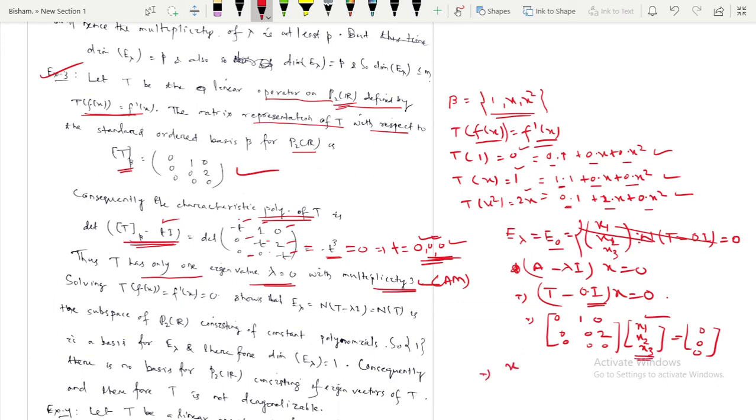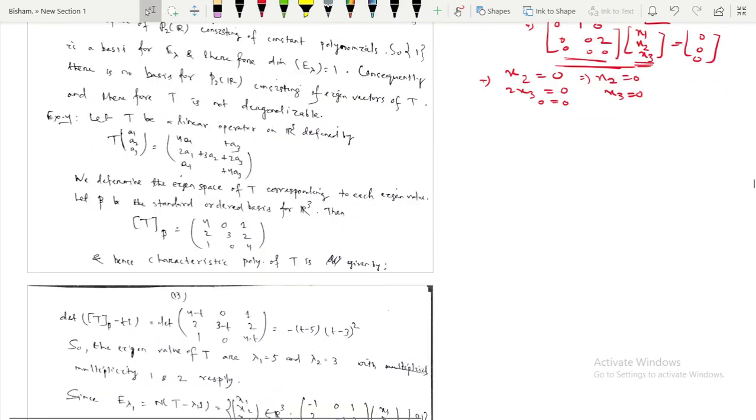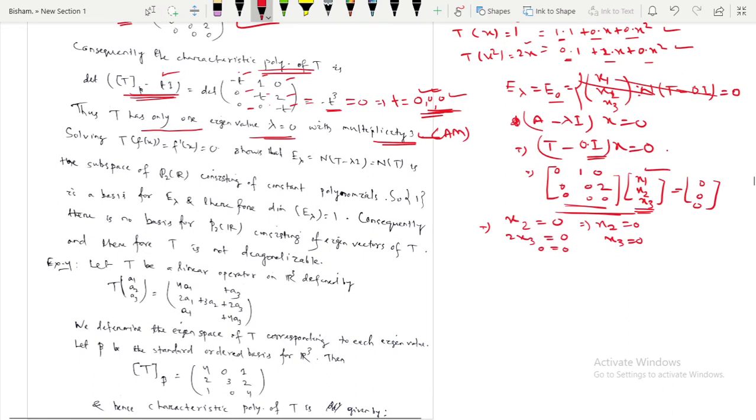Okay, you will find this x. So how will you find it? From this multiplication you will get x2 equal to 0 and 2 into x3 equal to 0, and the last row gives 0 equal to 0. So what did we get here? x2 equal to 0 and x3 equal to 0. Both x2 and x3 are 0. That means what will your x be? Your x is x1, x2, x3, which is equal to x1, 0, 0, because x2 and x3 are 0. Taking x1 common, this will be 1 0 0.